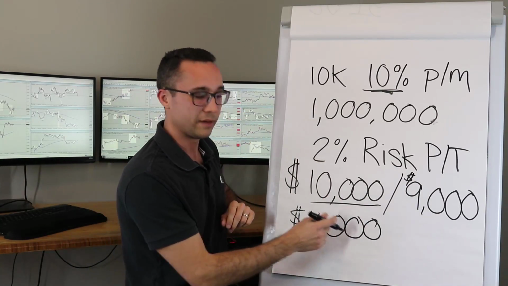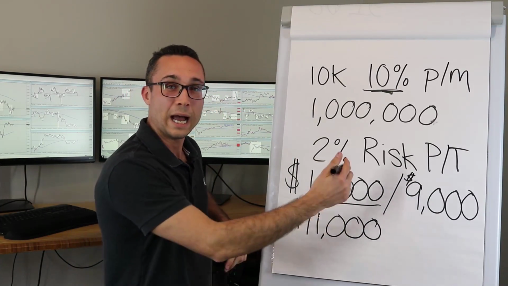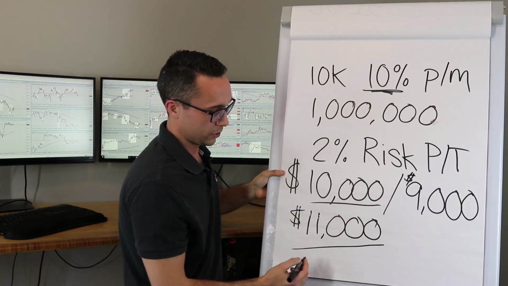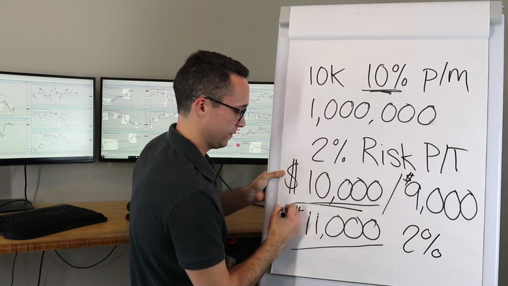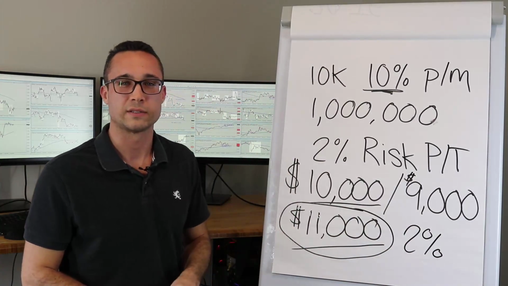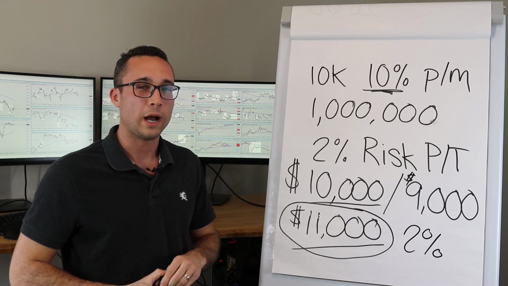All right, so you're sitting on 11 grand at the end of that month. Well, now you have a new high water mark. So now you're going to use your 2% risk of the new figure, right? Of the $11,000 figure. So that's what I mean by high water mark.